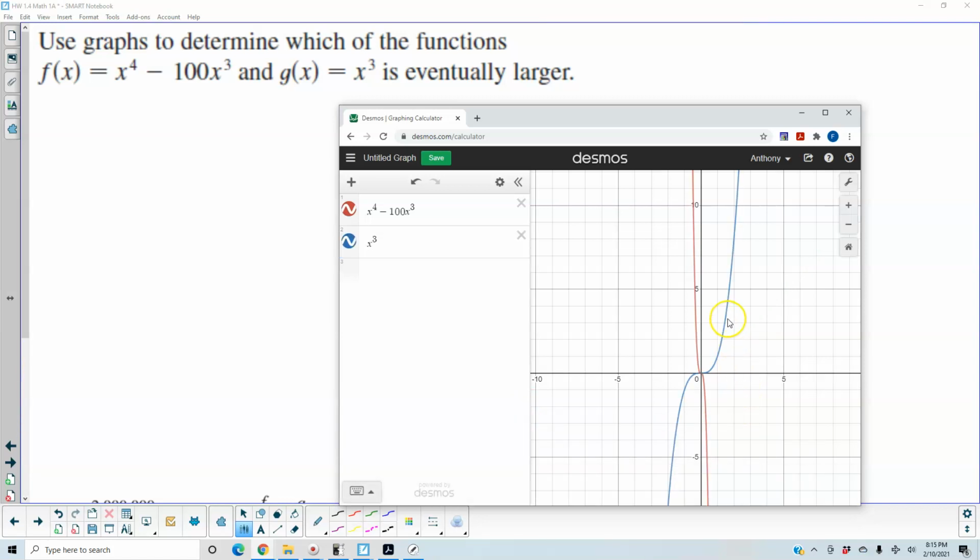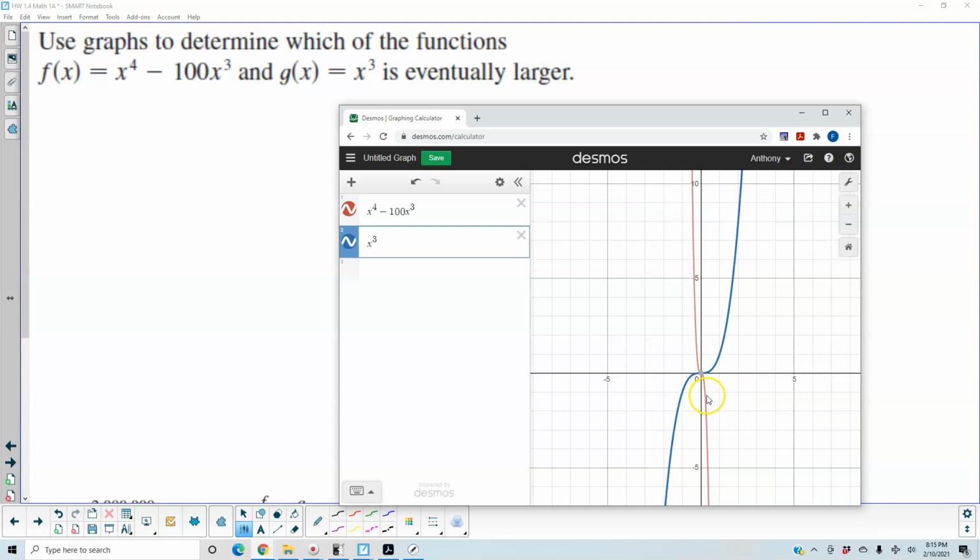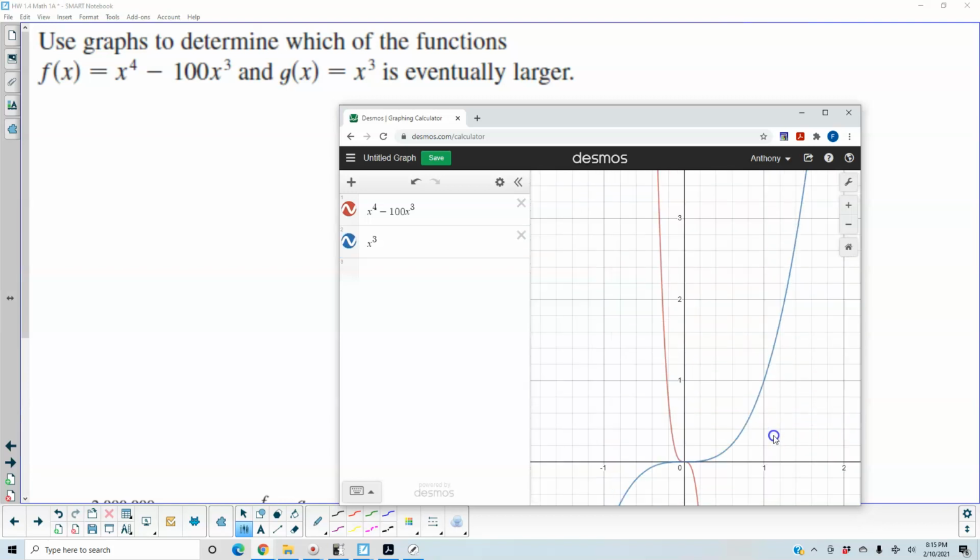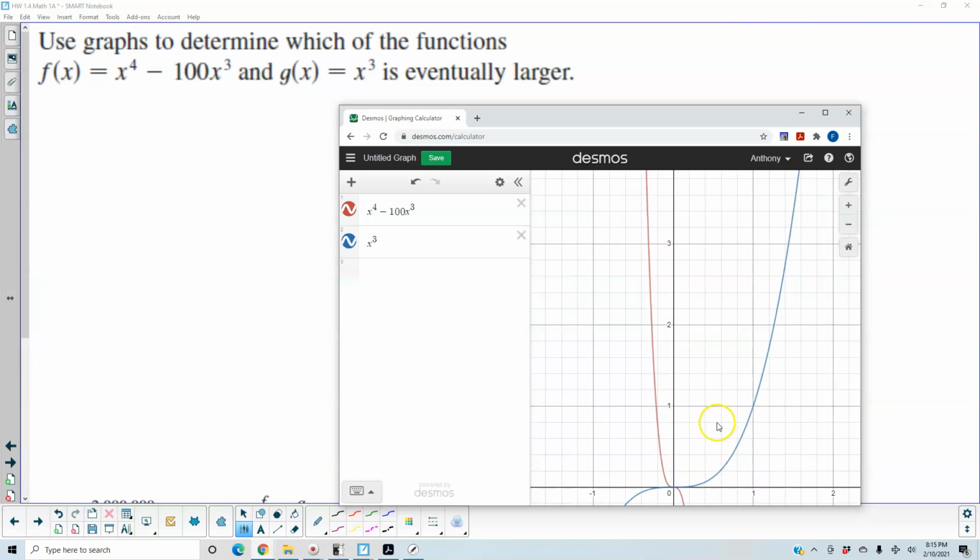So right now we can see that x cubed is larger than x to the fourth minus 100x cubed. So we're going to need to really investigate this graph and go a little further here. If we look at this graph here, we zoom in, this is what's happening.